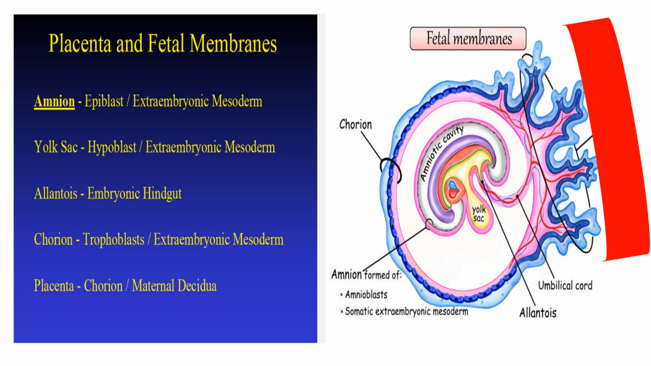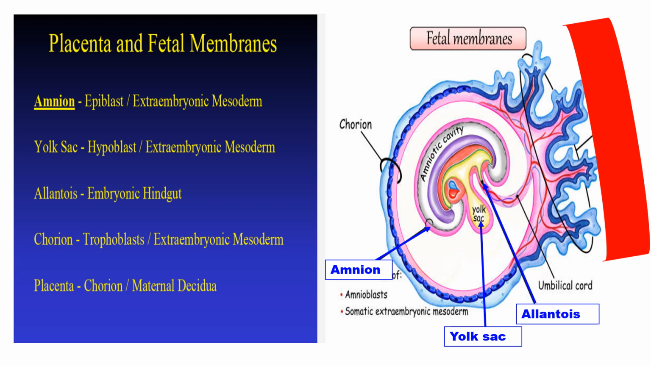Placenta and fetal membranes. The basic structures which are derived are amnion, which is mainly derived from the epiblastic layer and extraembryonic mesoderm. Yolk sac is derived from hypoblastic cells and also extraembryonic mesoderm. Allantois, a diverticulum from the hindgut, is derived from the ventral wall of the hindgut, or in other words, it is endodermal in derivative.